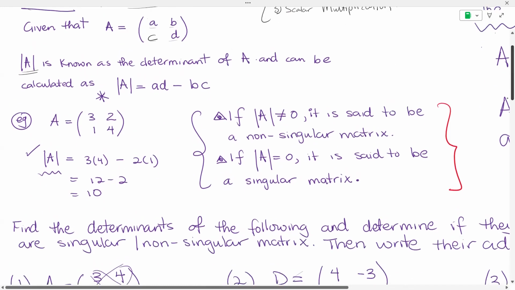Example, A is 3, 2, 1, 4. Find the determinant of A. Now the determinant of A is just what? AD minus BC. We know that AD is 3 by 4 minus BC is 2 by 1, which is just 12 minus 2, which is 10. Any questions there?